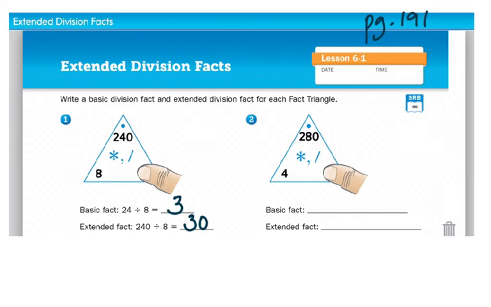Gives me 30. Moving across the page to number 2, this time we're writing out the equation. So it would be the basic fact is 28 divided by 4. And what is the answer to that? 7. We're going to go ahead and extend to 280 divided by 4. So we're extending the dividend. And the quotient, or the answer to that, would be 70.